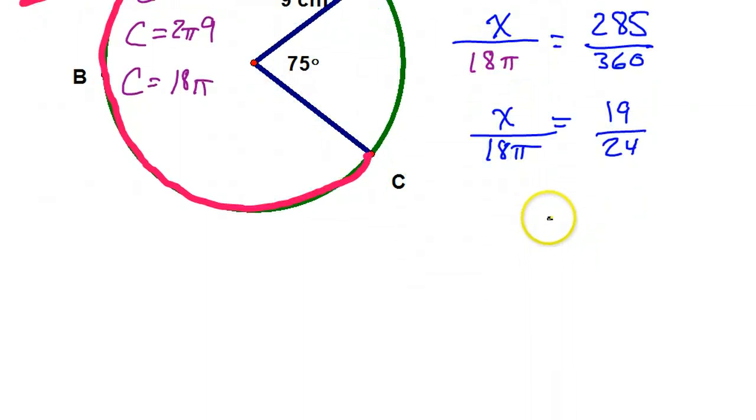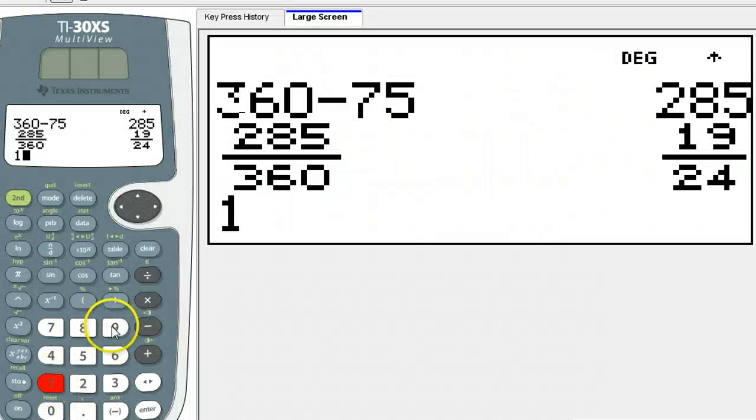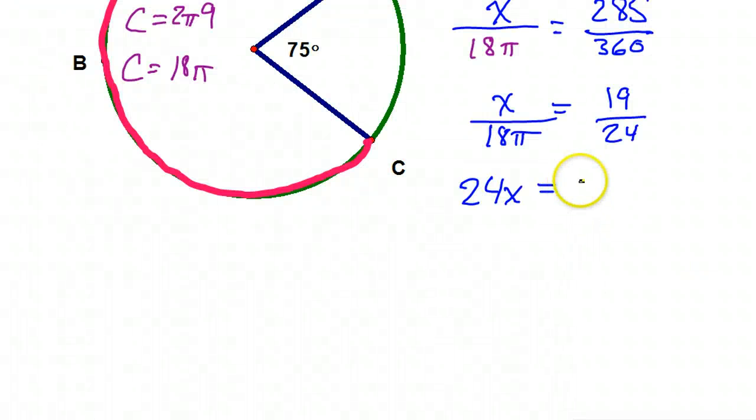Time to cross multiply. So this is going along this diagonal. I get 24x. All right, 19 times 18. Notice how I left the pi out of it. That's a good habit to get into because I don't want a decimal right now. I'm just doing 19 times 18, 342. So I have 342 pi. If I want to do 18 pi times 19, I don't need to put the pi in the calculator. I can just do 18 times 19 and just put the pi there.